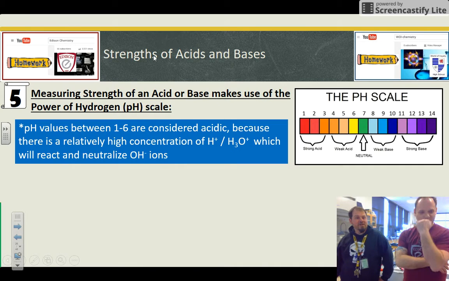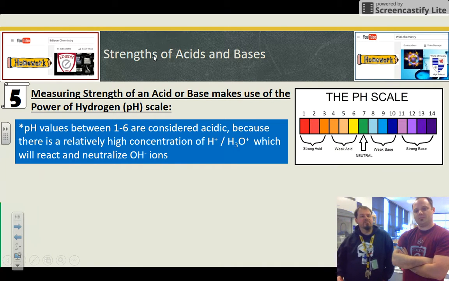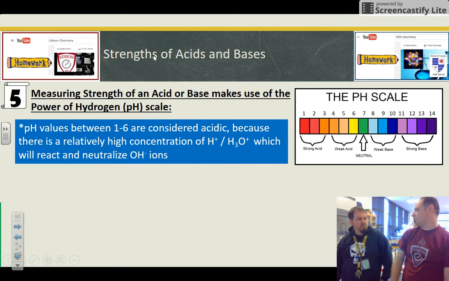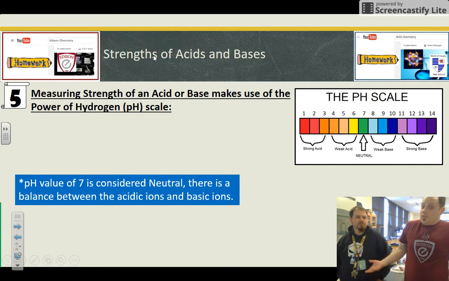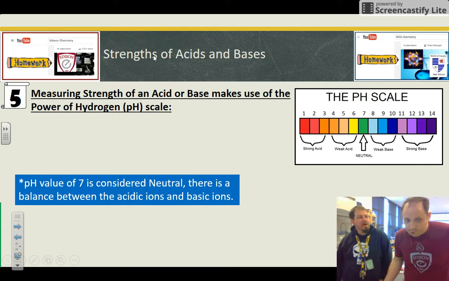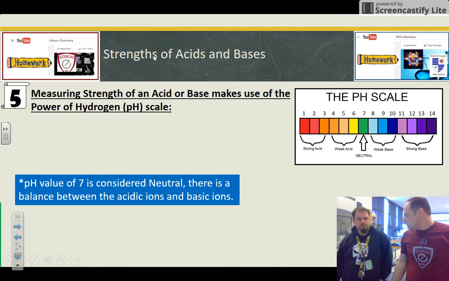pH values between 1 and 6 are considered acidic because they have a relatively higher concentration of H+ than they do OH minus. That's what makes them acidic solutions. There's more H pluses than OH minuses. 7 is neutral because there's the same amount. So any salt put into water would have a pH of 7, because it doesn't produce those ions that we're talking about.